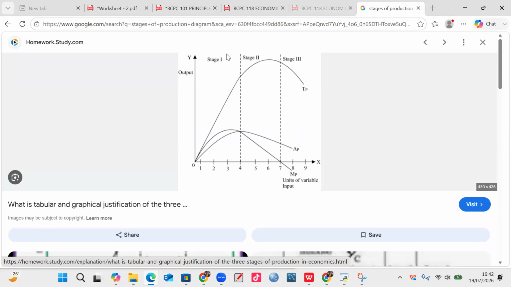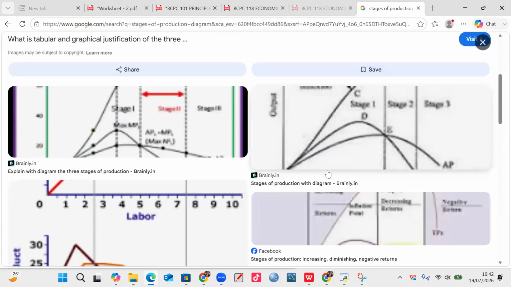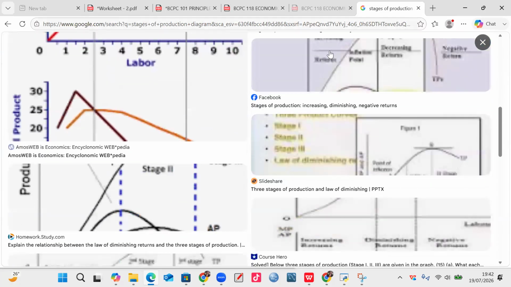Stage 1, stage 2, stage 3. Stage 1 is called increasing marginal returns or increasing returns to scale. Stage 2 is called diminishing marginal returns. Stage 3 is called negative marginal returns. That is the stages of production.